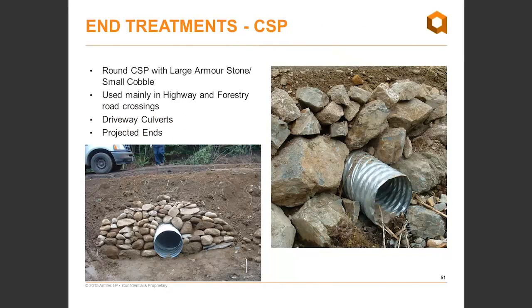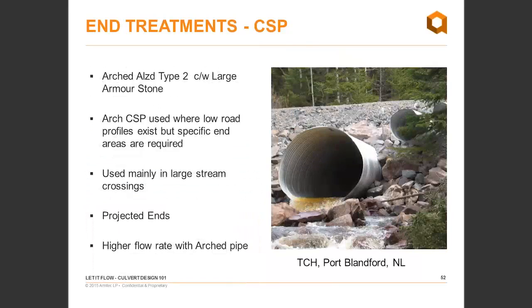Now we'll move on to end treatments. I've got a variety of site pictures that have been taken from across Canada. So we start off with the basic CSP. These two particular pictures, one is just with a small cobble, the other one is a little bit larger armor stone. As Patrick alluded to earlier in his presentation, these are just projecting ends, just square cut, so would cut down some of your flow properties. And these are used mainly in your highway and forestry crossings or in driveway applications.